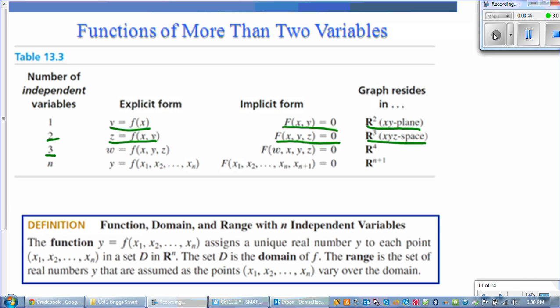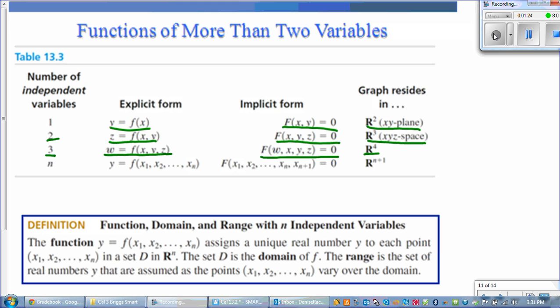If you had three independent variables, then your function would be of the form w equal to f of x, y, z, or implicitly it would be some expression with w's, x's, y's, and z's, but the graph would have to be points x, y, z, w, so that your graph would have to reside in R4, which is difficult, because about the best we can do visually is putting a graph in R3. That's what we're used to with conventional methods. So if you want to visualize something in R4, there are other ways to try to do that.